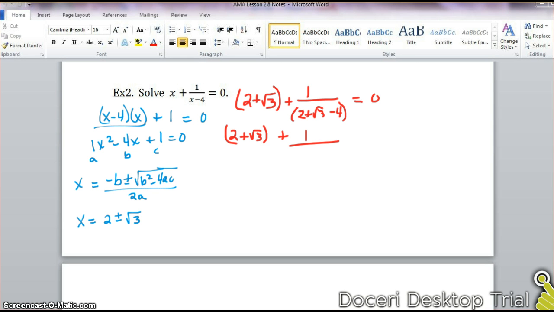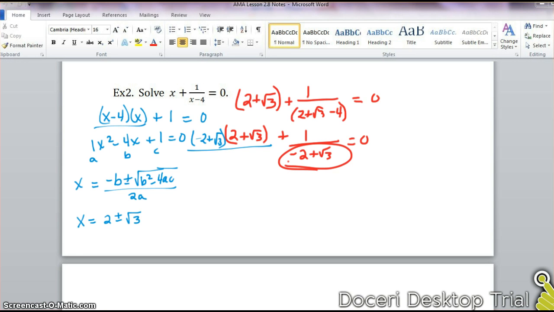Its denominator reduces to negative 2 plus square root of 3. We do have basically a whole number plus a fraction, so we're going to have to find a common denominator just like we did with the x minus 4. And our common denominator here is that negative 2 plus square root of 3, and we'll multiply by that binomial. And so that negative 2 plus square root of 3 would then be my common denominator.